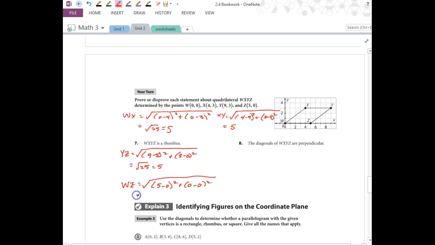So 5 squared, square root is 5. So definitely a rhombus. Okay, and that's really all I have to say, because if I prove that, that's as far as I have to go.